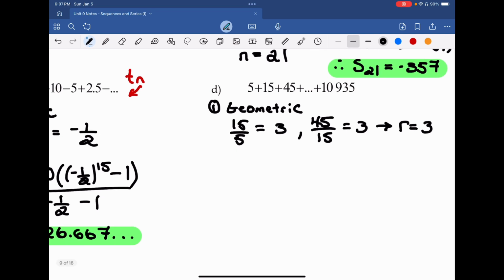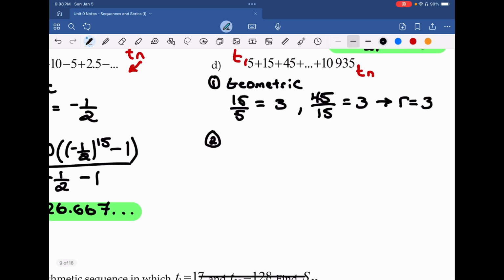Now, for step number 2 here, we look at this and we don't know how many terms there are in this given series. Again, we have a situation where they give us the first 3 and then tell us what the last term is. So this is our Tn right here. This is our T1. If this is T1 and that's Tn, then we're clearly missing how many terms are in this series. So let's take a second to figure that out.